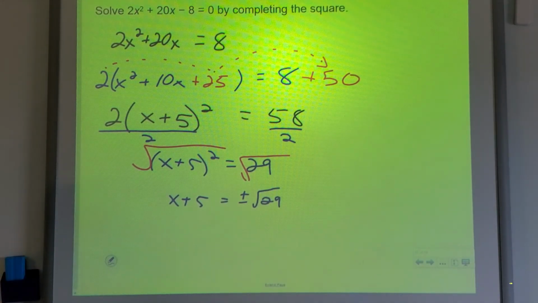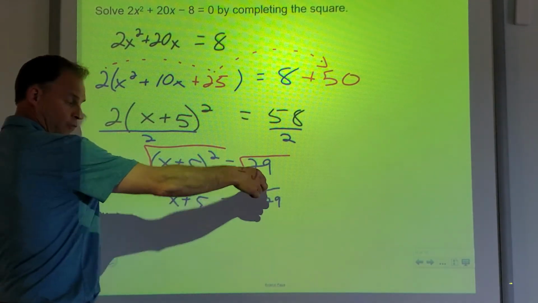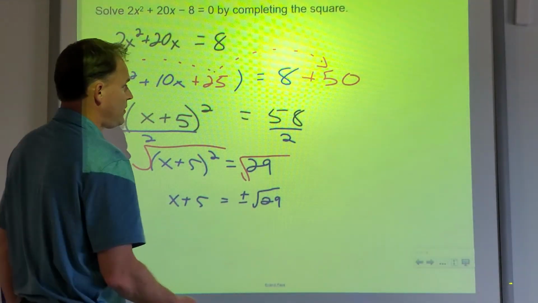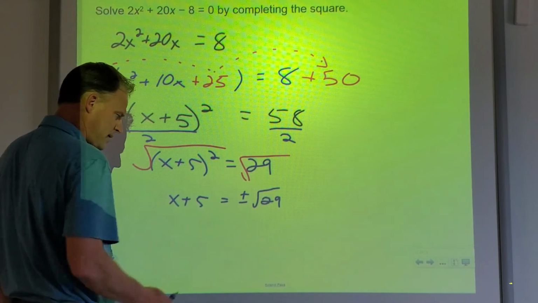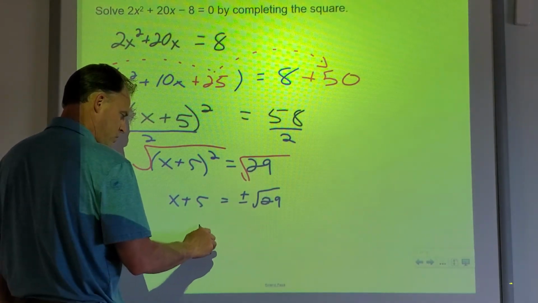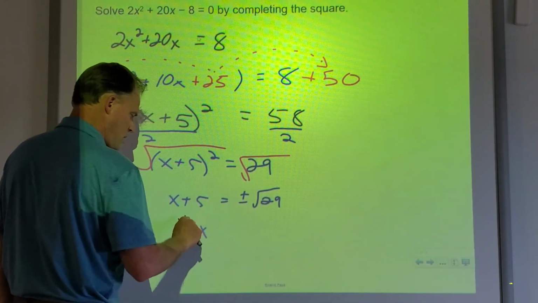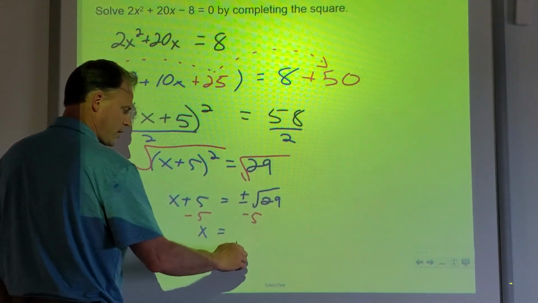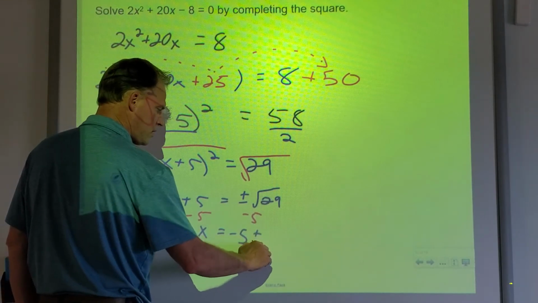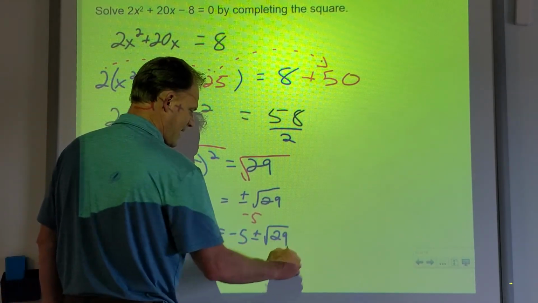All right, so now a problem like this. Not a perfect square, obviously. 29 is a prime number, it doesn't break down. I need to get x by itself, so I still subtract 5 from both sides, and it looks like this. So minus 5 minus 5. They're not like terms over here, though, so I have negative 5 plus or minus root 29.